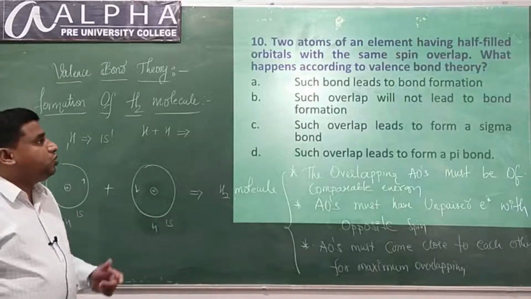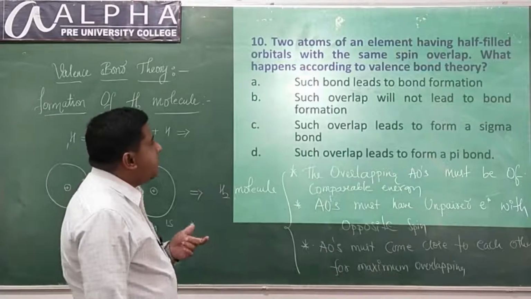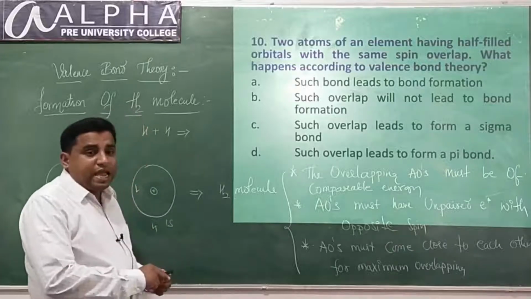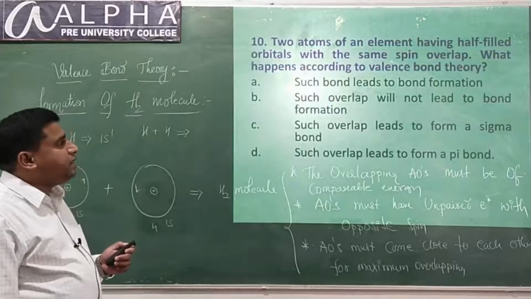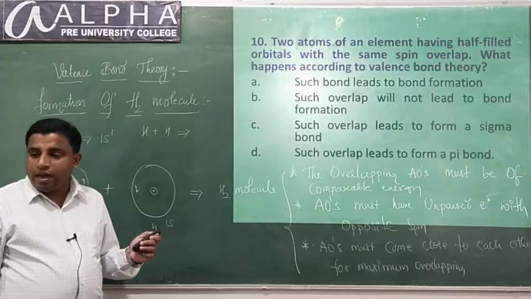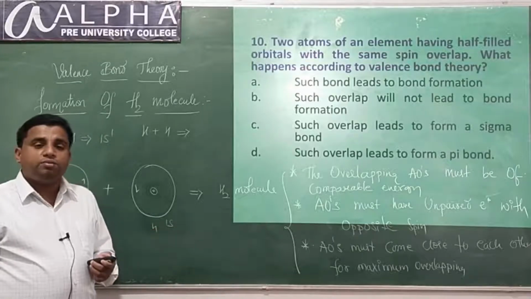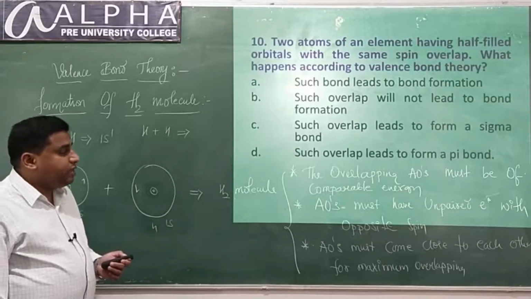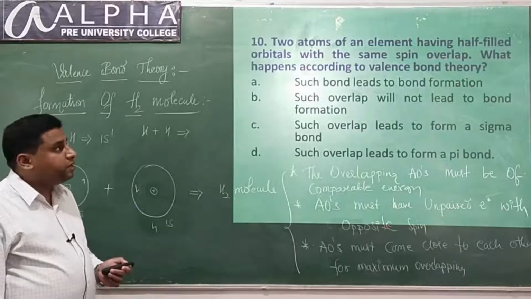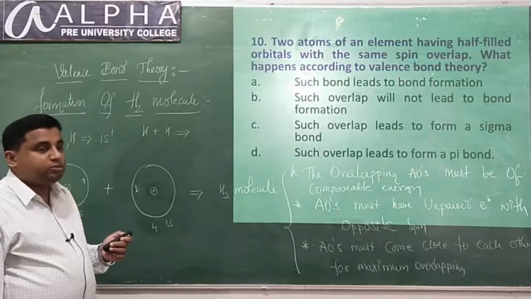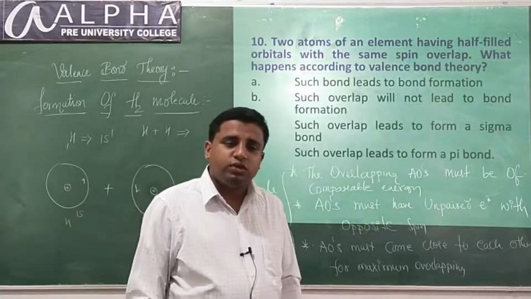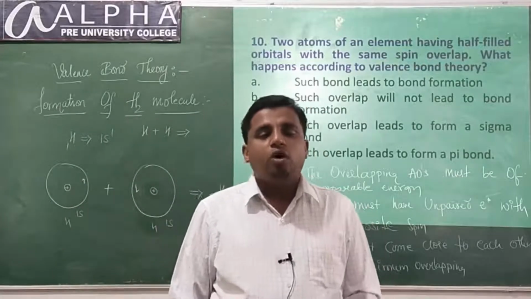What is the question? If two atoms of an element having half-filled orbitals with the same spin overlap, what happens according to valence bond theory? What is the condition? The atomic orbitals must have unpaired electrons and they should have opposite spin. But here the overlapping takes place with the same spin. If the overlapping takes place with the same spin, then is there any bond formation, students? No, there is no bond formation.